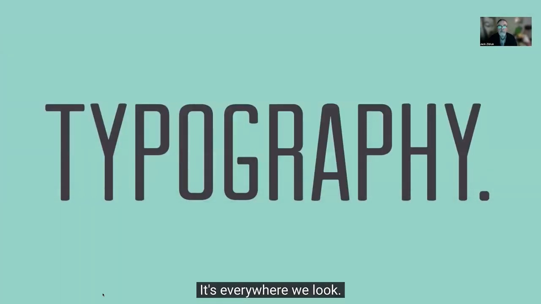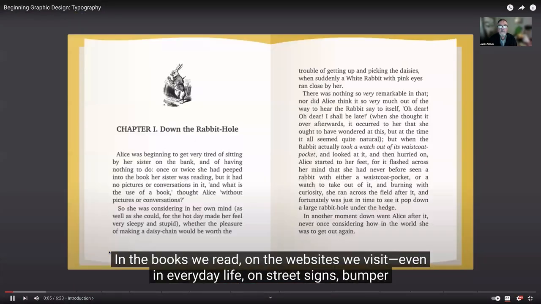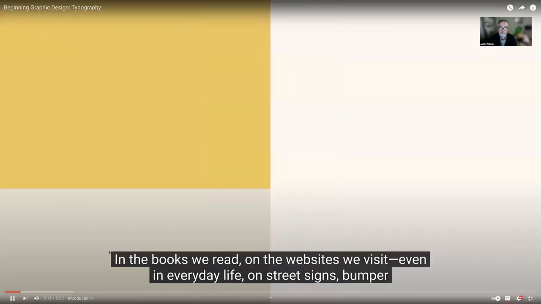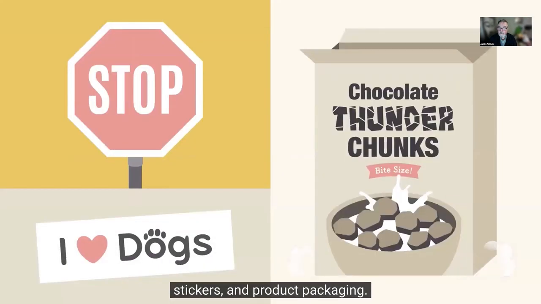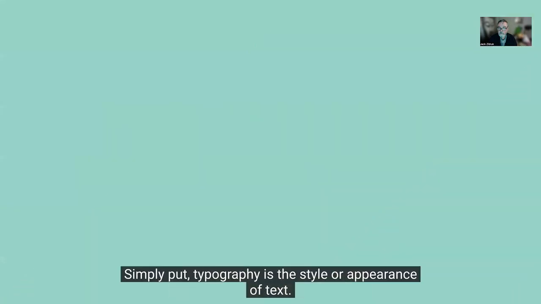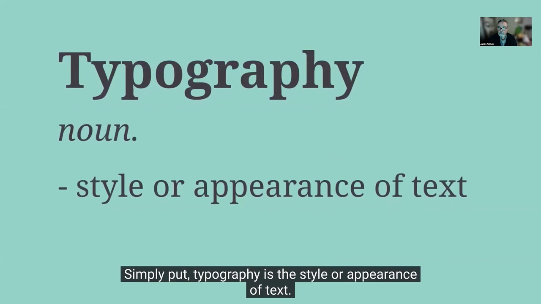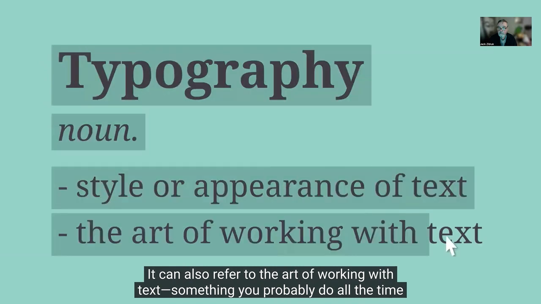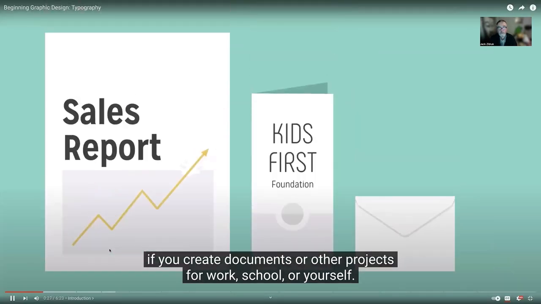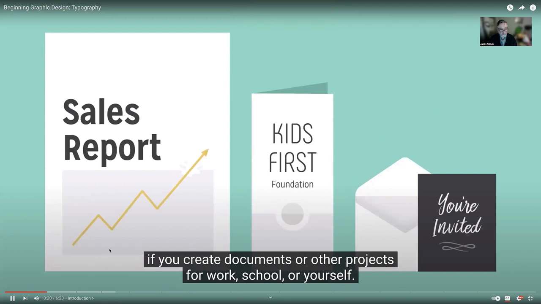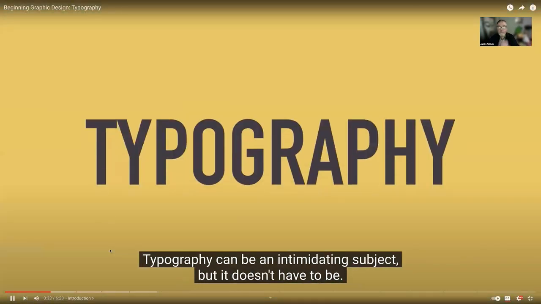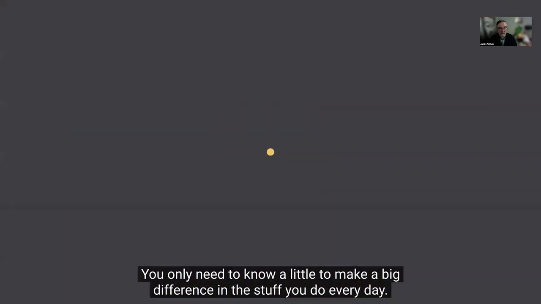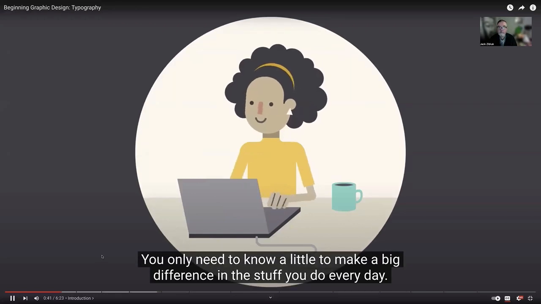Typography. It's everywhere we look. In the books we read, on the websites we visit, even in everyday life, on street signs, bumper stickers, and product packaging. Simply put, typography is the style or appearance of text. It can also refer to the art of working with text, something you probably do all the time if you create documents or other projects for work, school, or yourself. Typography can be an intimidating subject, but it doesn't have to be. You only need to know a little to make a big difference in the stuff you do every day.